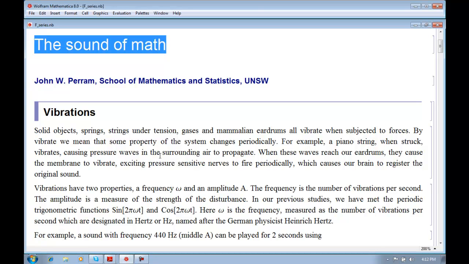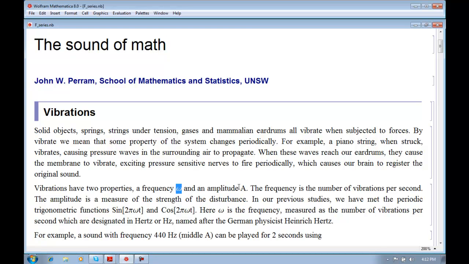Vibrations have two properties: a frequency omega and an amplitude A. The frequency is the number of vibrations per second. The amplitude is a measure of the strength of the disturbance. In our previous studies we have met the periodic trigonometric functions sine of 2 pi omega t and cos of 2 pi omega t, which are both periodic with period 1 over omega.